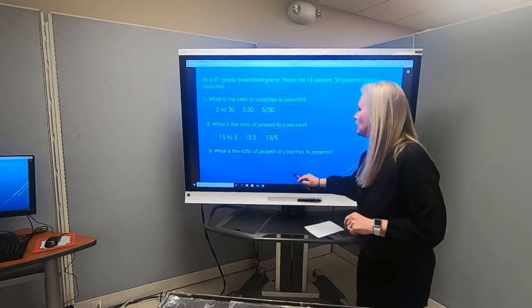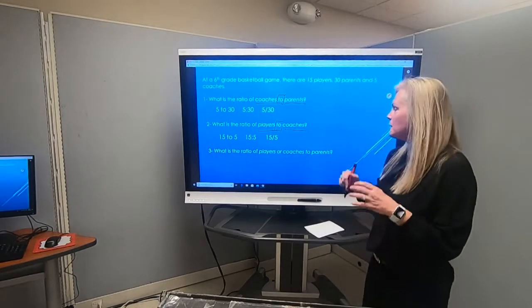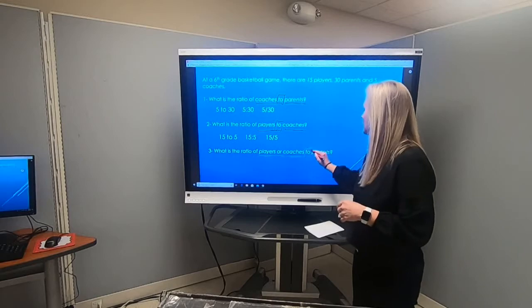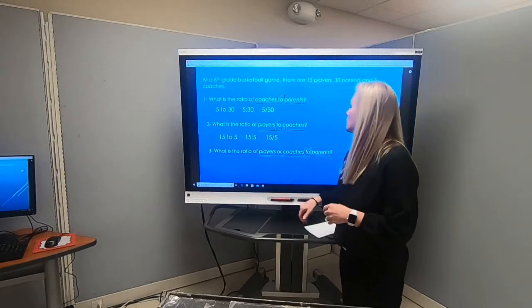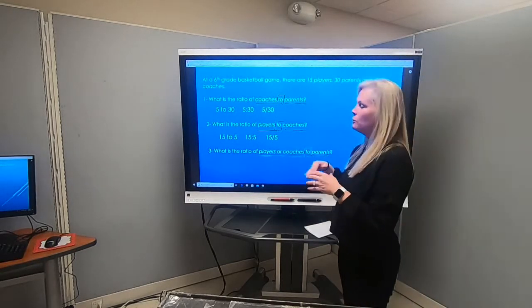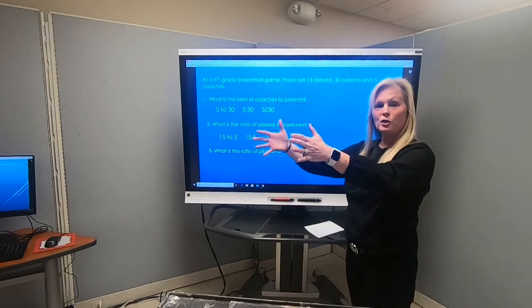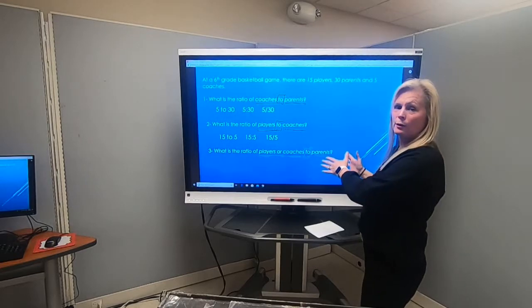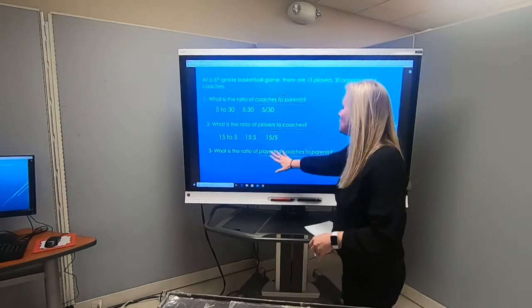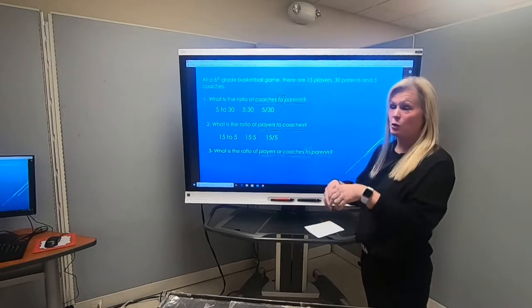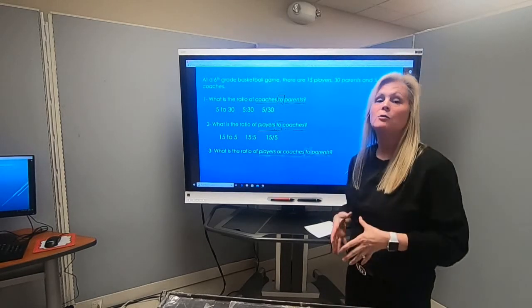And last, this one is a little different. This says, what is the ratio of players or coaches to parents? So when I see players or coaches, that's a selection. That means that we could have players or coaches here and parents here. So what are we going to do with these 2 situations? We're going to add them because we have a selection. We can pick players or we could pick coaches.